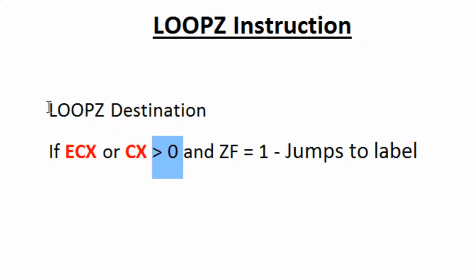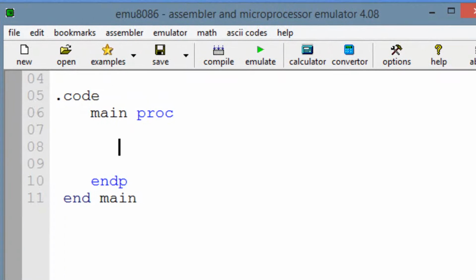This is the syntax. LOOPZ is our instruction. Then we hit space and we type in our destination, which is normally a label, right? So if ECX or CX, depending on if you're using a 32-bit or a 16-bit operand. If you're using a 32-bit operand, then you use ECX as the counter. If you're using a 16-bit operand, then CX is the counter. So if ECX or CX is greater than zero, right? Because if it hits zero, then the loop stops. And if the ZF, the zero flag, is set to one, the loop happens. Otherwise, the loop stops. So let's open up MU8086 so I can show you exactly how it works.